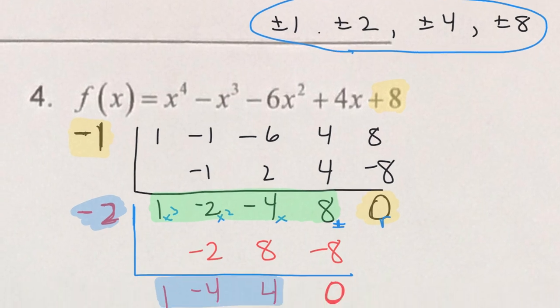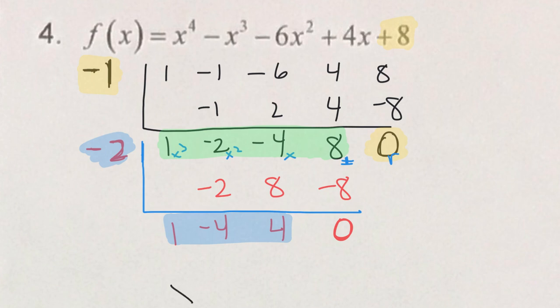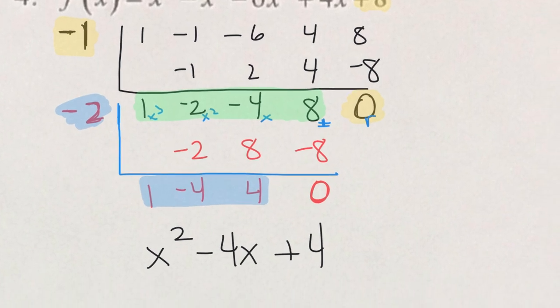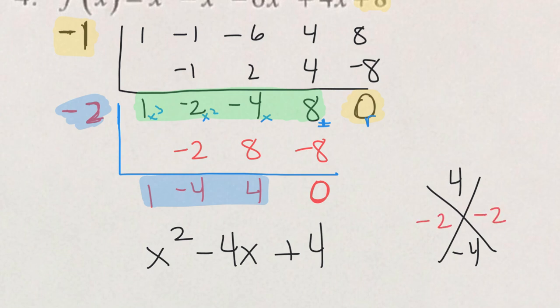Okay, so we have 2 zeros from synthetic division, and then we think what numbers will solve this quadratic equation right there. Okay, so think about what numbers multiply to give you +4 and add to give -4. Those are the same, -2 and -2. Okay, so our last factors are x minus 2 and x minus 2.